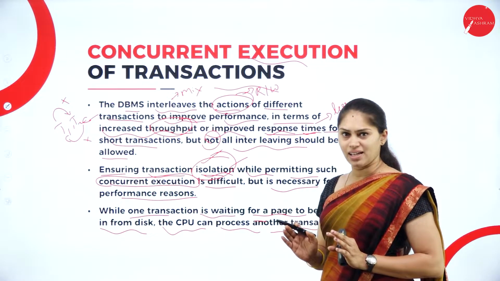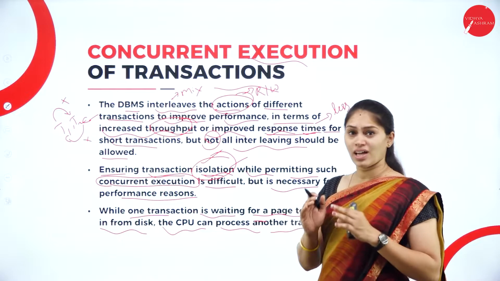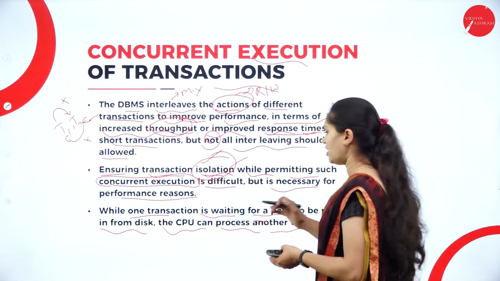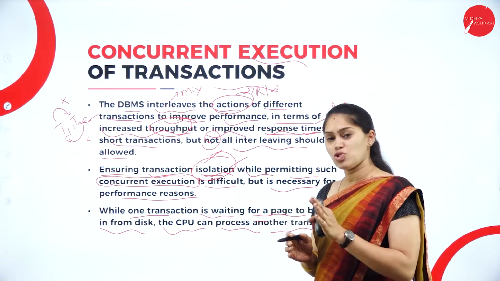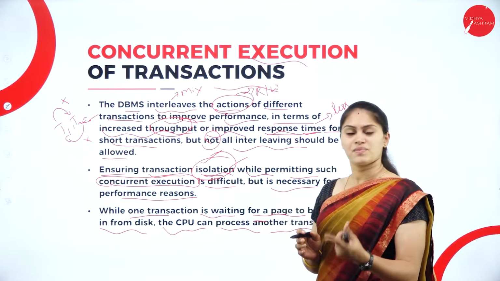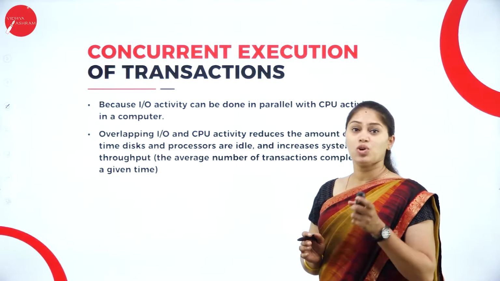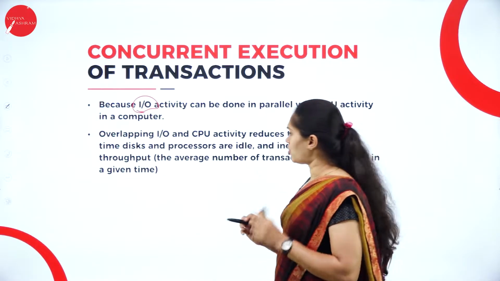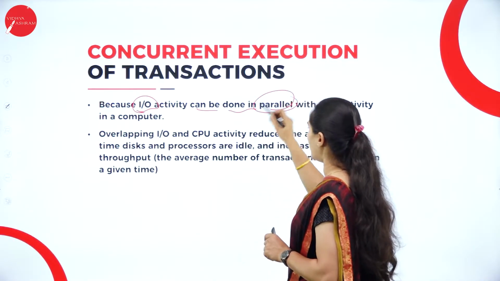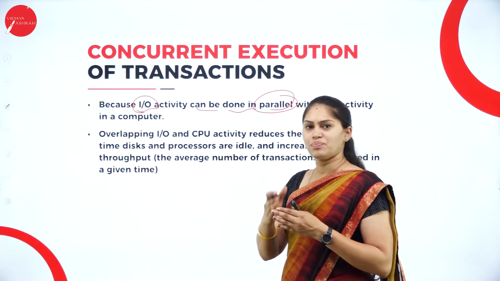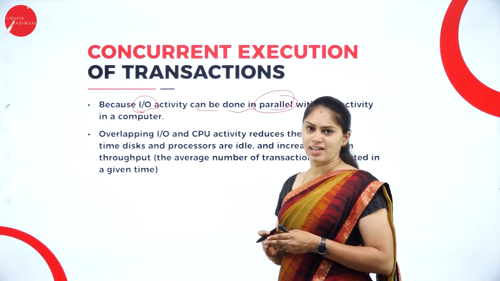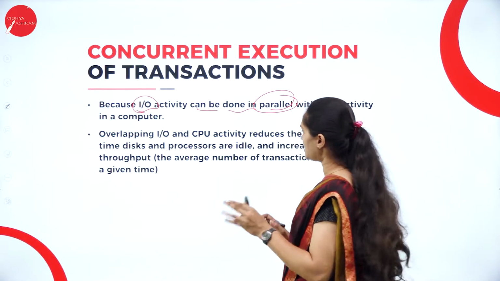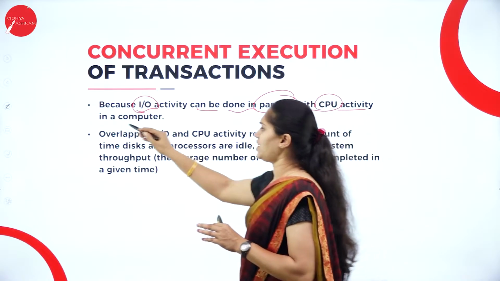So the main agenda of concurrent execution is that the CPU should not get idle. It should not sit simply without doing anything. If I am taking input or output, or reading or writing content to the disk, then the CPU should process any other transaction. At that time, the resources will be utilized in a proper manner. IO activity, that means input and output activity, can be done in parallel. It need not be serial. I will read first, I will write next, that should not be the case. Both input and output have to take place in parallel with CPU activity in a computer.